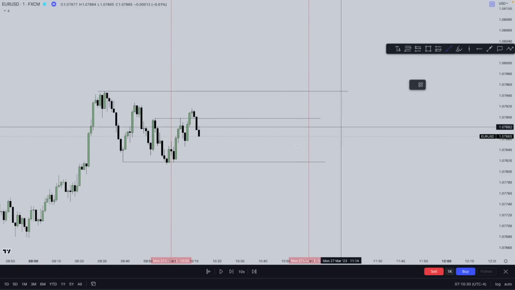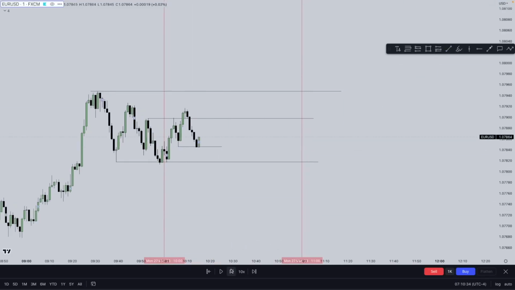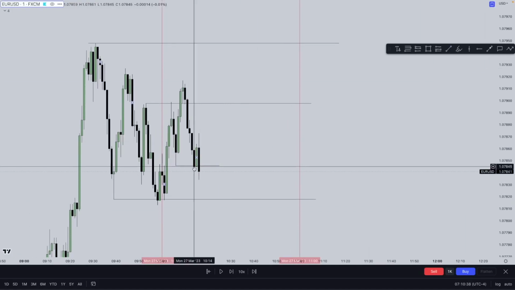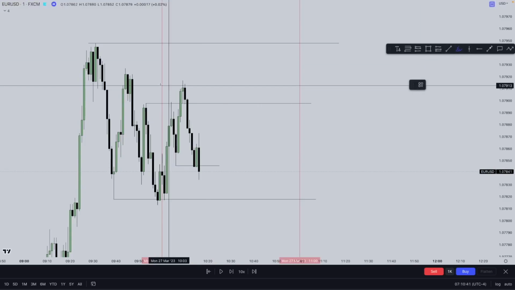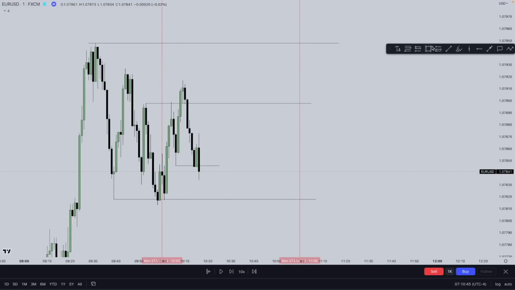Now we need a market structure shift. So the market structure shift being of this low right here. And there you go. We did actually have some displacement right here because we had a market structure shift and we had multiple down candles. So massive volume coming down to break it. So there you go, displacement also formed. And then we just enter off the extreme FVG being right here.